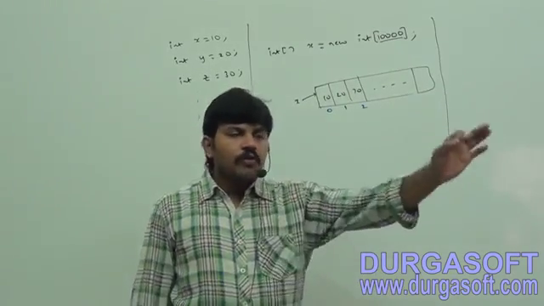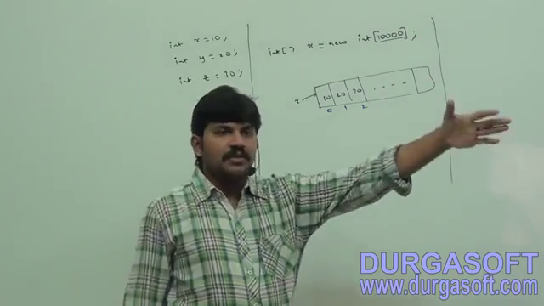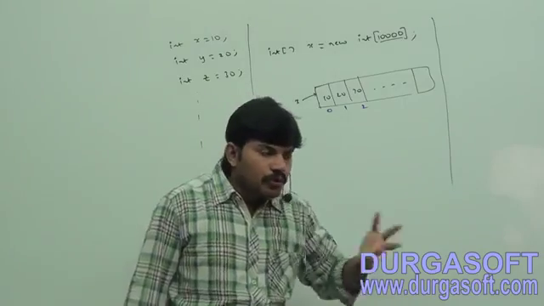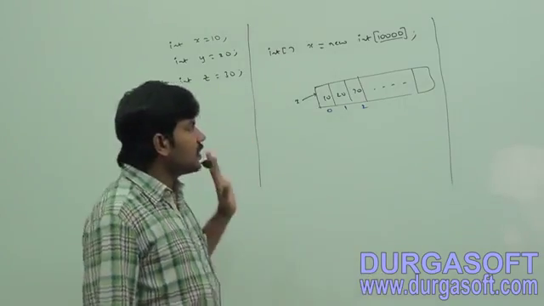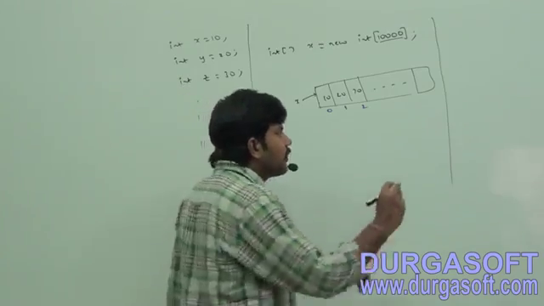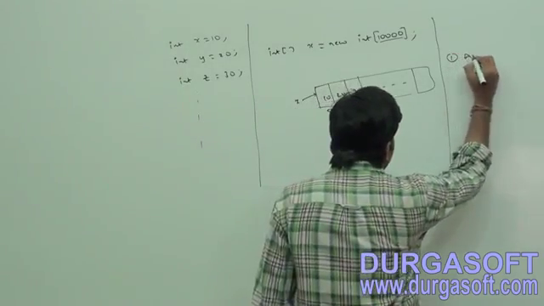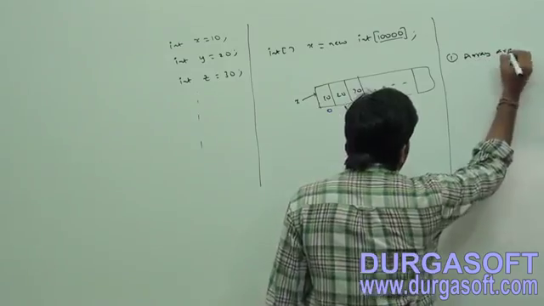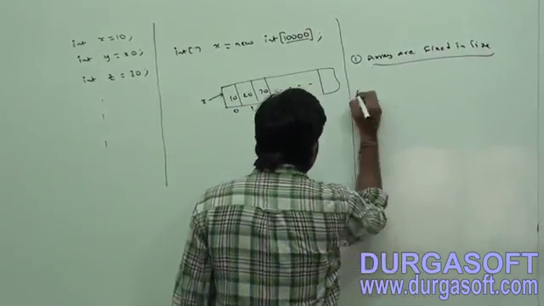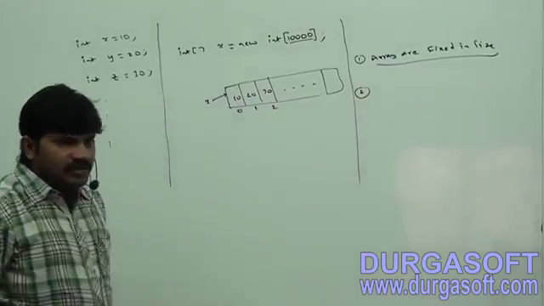That's why if you want to use the arrays concept, compulsorily we should know the size in advance. If we don't know the size in advance, then the arrays concept we can't use. So the biggest limitation of arrays is that arrays are fixed in size.